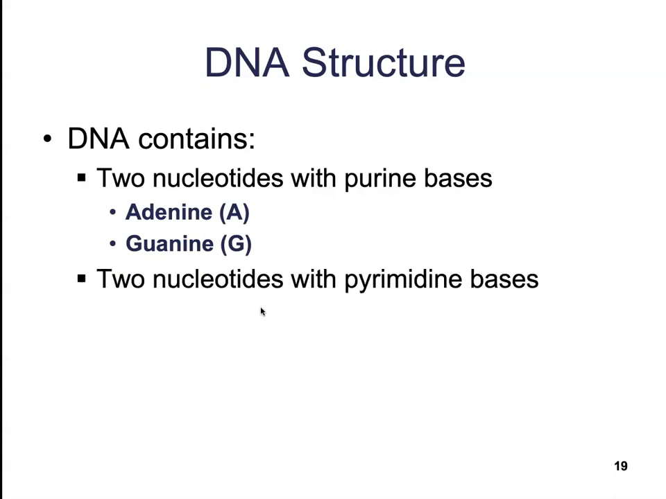2 of the nucleotide bases were pyrimidines. These were comprised of only a single ring structure. This would be thymine and cytosine.